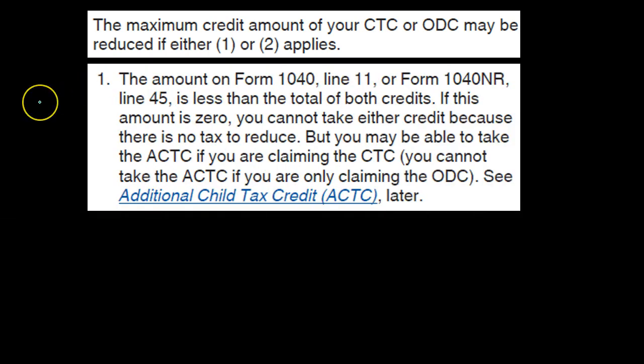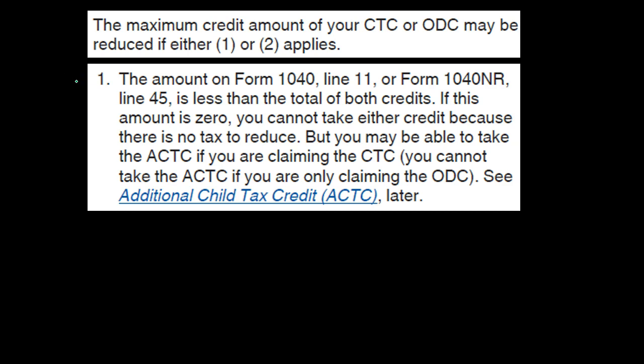We'll now discuss some of the major restrictions. We're going to read through the text and then we'll explain the text. So the maximum credit amount of the CTC, or child tax credit, or ODC, other dependent credit, may be reduced if either one or two apply. So let's discuss these. One condition, these are going to be the reductions to the amount of the credit that might happen, the $2,000 credit. What would be the reduction to it? Back to the text. 1.